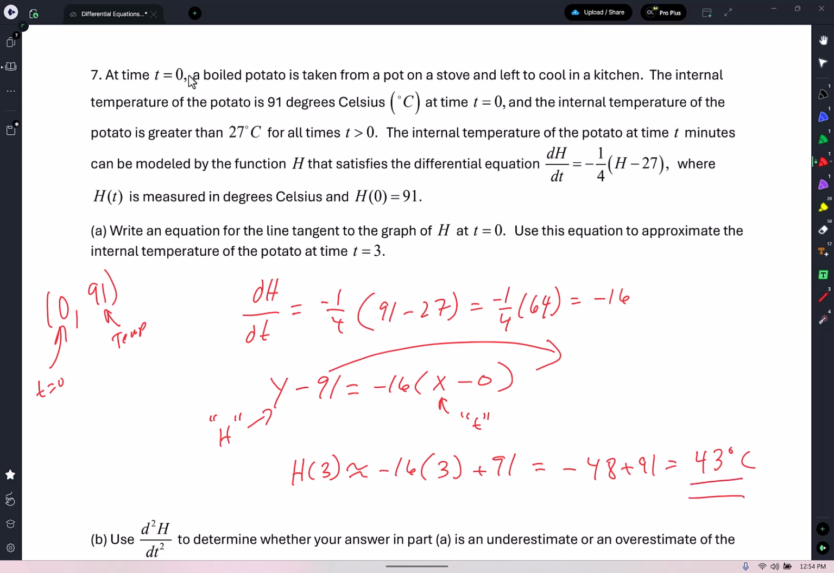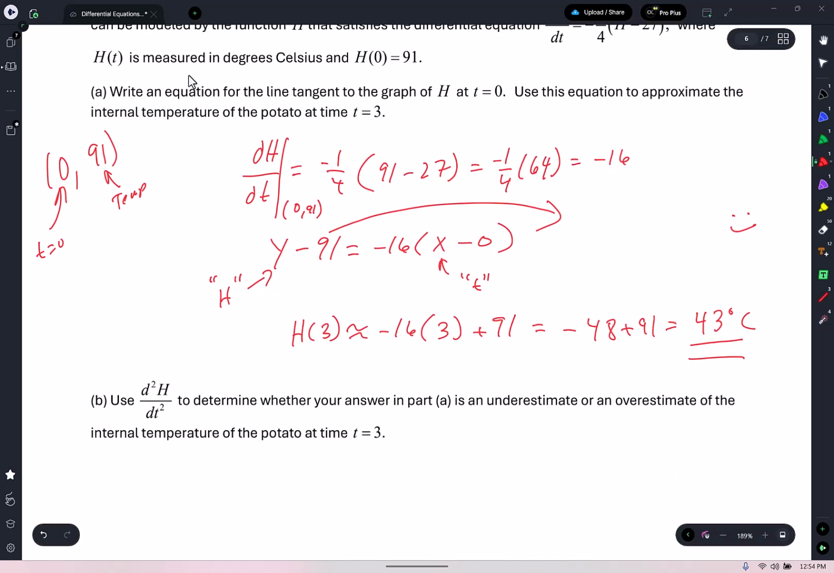Let me know if that was pretty tough. But there it is. That's the dh/dt evaluated at (0, 91). All right. We're good. Let's go to the next one.